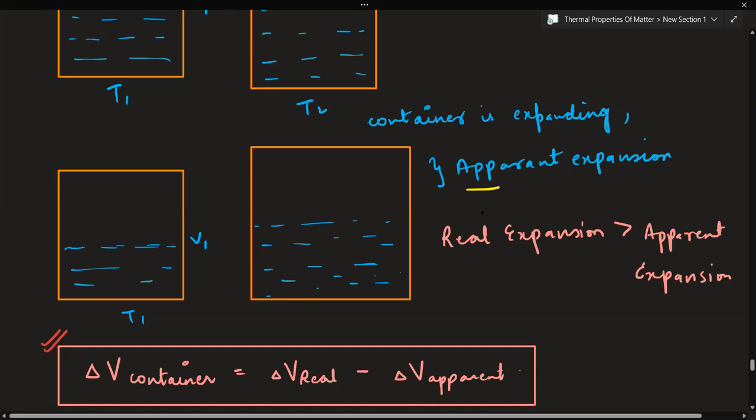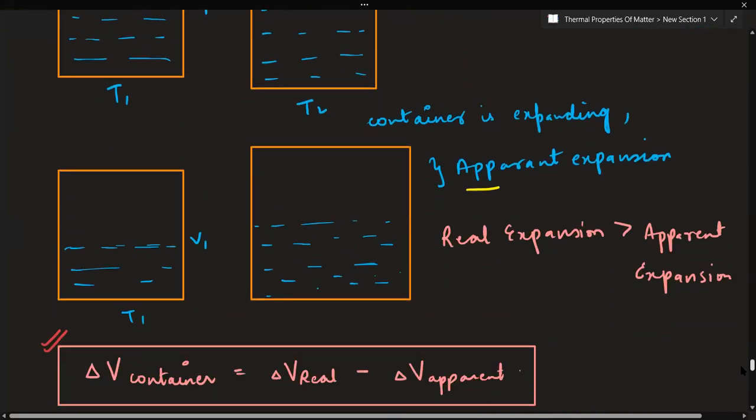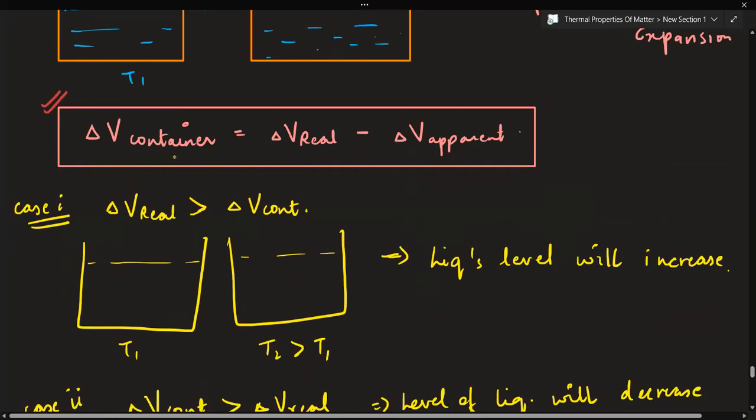So real expansion is always greater than apparent expansion. Real expansion is when the expansion of liquid occurs, but the container does not expand. And what is apparent expansion? When the container as well as the liquid which it is containing both expand. In that case, the container also expands on heating the liquid, and we observe the apparent expansion of the liquid. So if we subtract the apparent expansion from the real expansion, we'll get the change in volume of the container. So, delta V container is equal to delta V real minus delta V apparent.